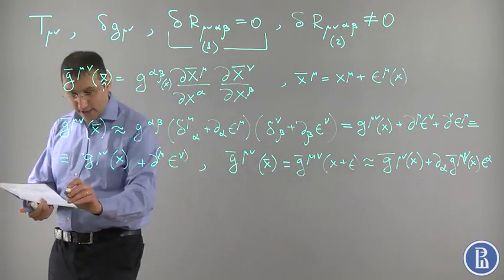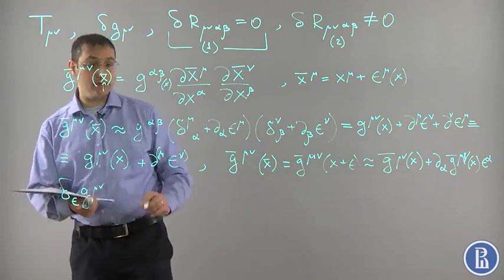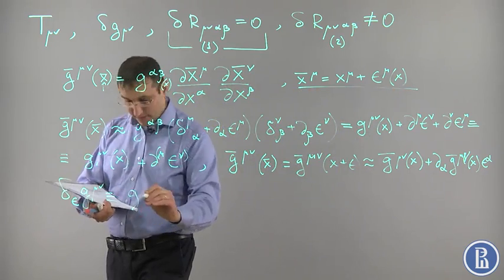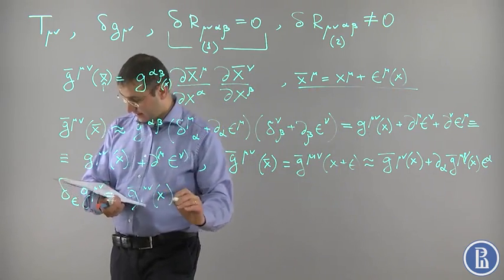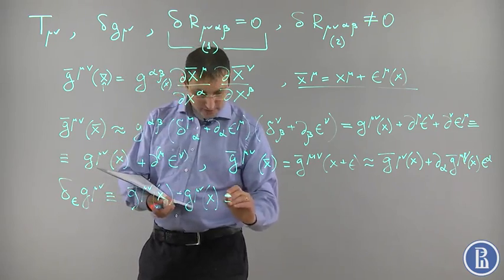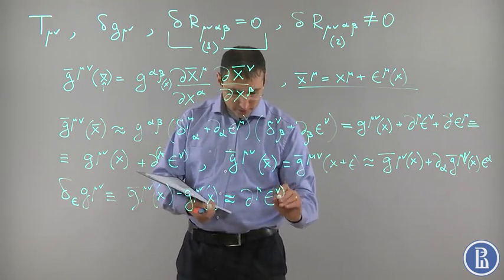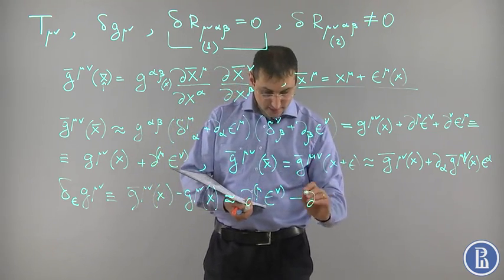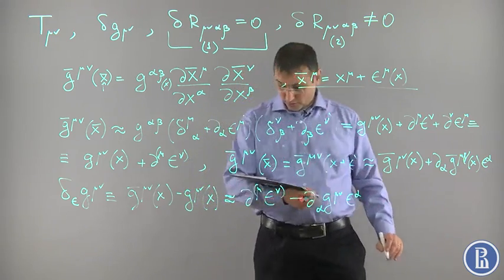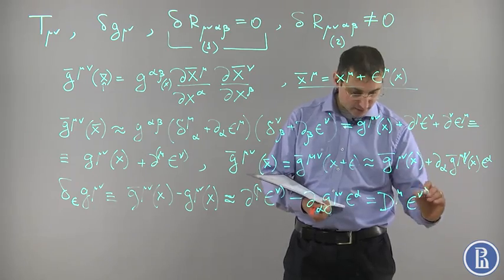Well, then the infinitesimal variation of the metric under such a coordinate transformation, which by definition is just the difference of g bar mu nu of x minus g mu nu of x, is approximately, as we have found, d mu epsilon nu minus d alpha g mu nu epsilon alpha, which is just the symmetrized covariant derivative of epsilon nu.